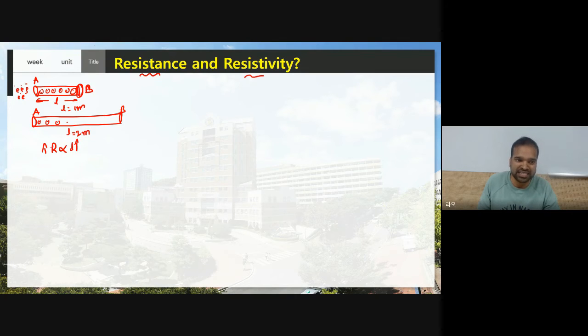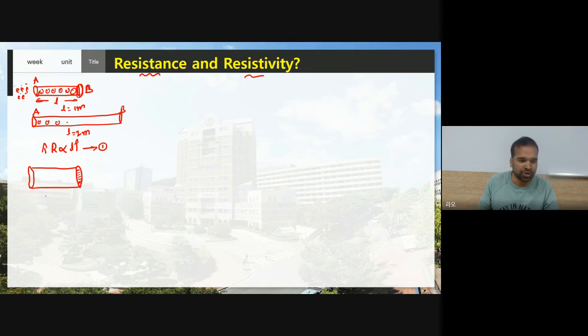If resistance is increasing, it will restrict the flow of electrons, right? So the length is directly proportional to what? Resistance. Okay, this is our equation 1. Now what happened? I am taking another material. So the length is what? 1, whereas the cross sectional area is what?